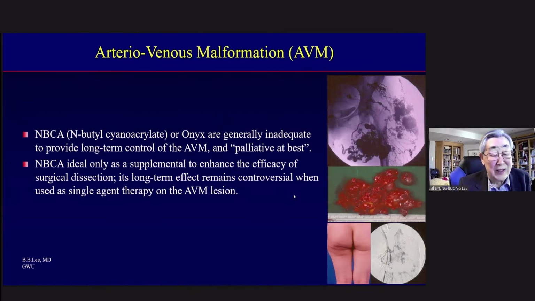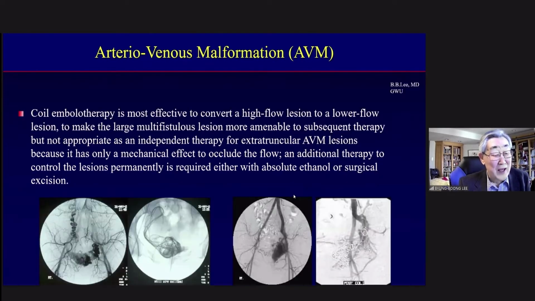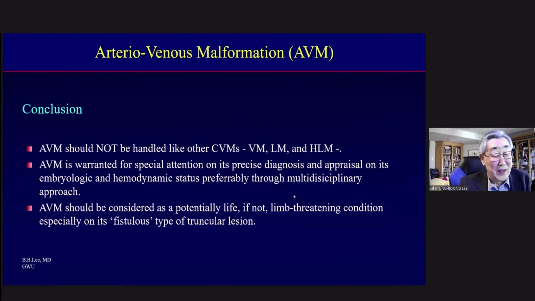NBCA and butyl cyanoacrylate agents are generally inadequate to provide long-term control. They are only ideal as a supplement to enhance the efficacy of surgical dissection. Coil embolotherapy is also effective to convert a high flow lesion to low flow, making the large lesion more amenable to subsequent therapy, but it is not appropriate as independent therapy for the AVM lesion.